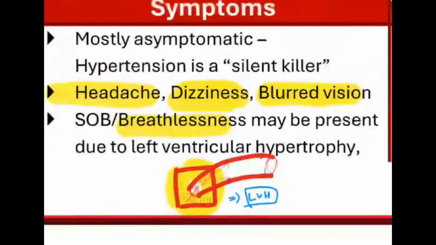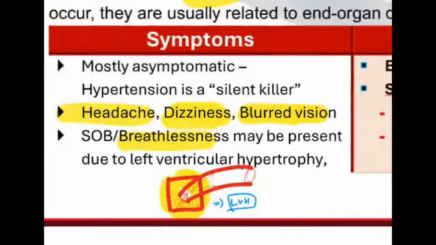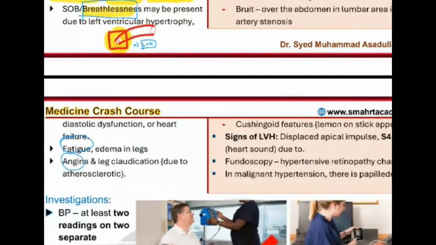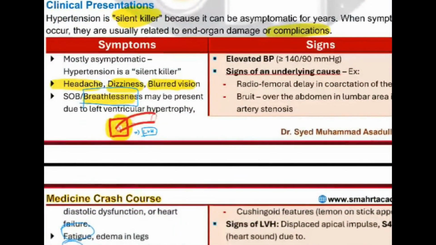Due to left ventricular hypertrophy, more blood will not be passed, leading to back pressure in the lungs, leading to breathlessness. Okay? You know why breathlessness will develop? Fatigue, not oxygenating, angina. If the coronary arteries are blocked, angina will also be seen. These are the symptoms of hypertension. Every symptom, why is it occurring?